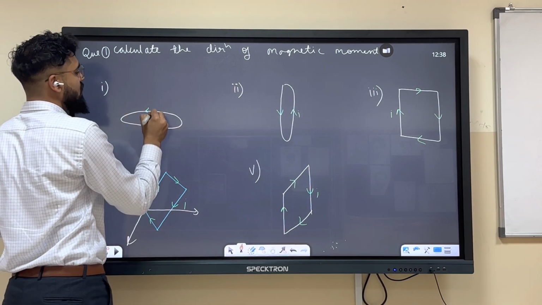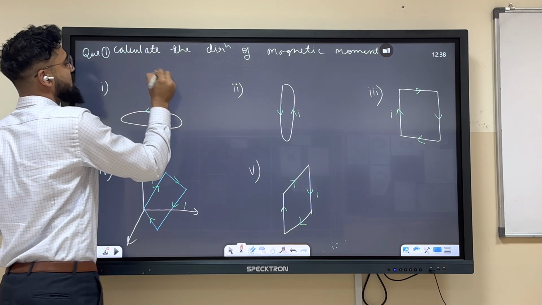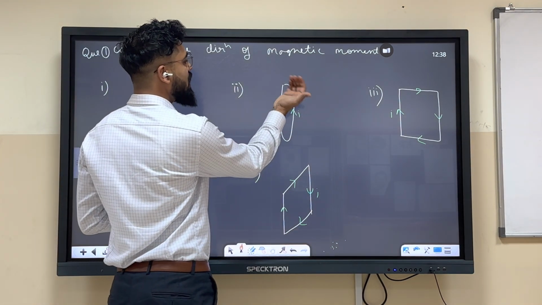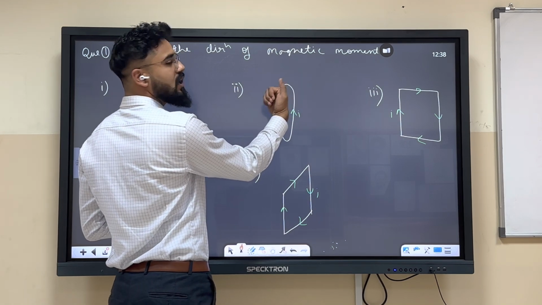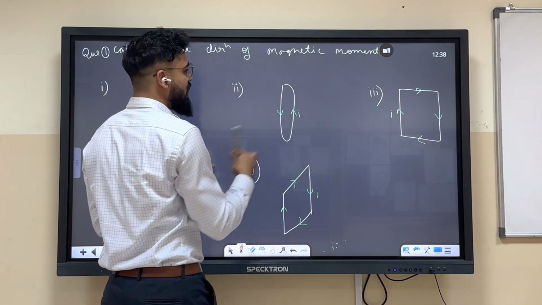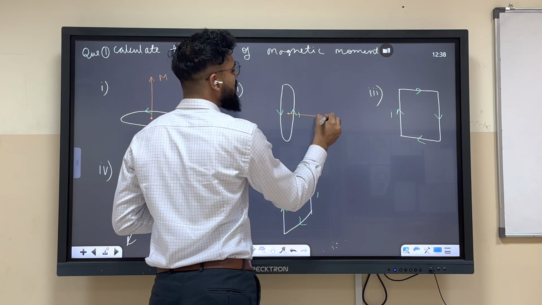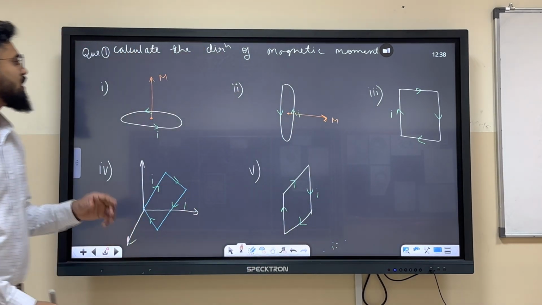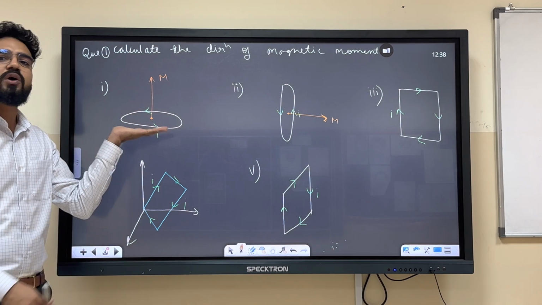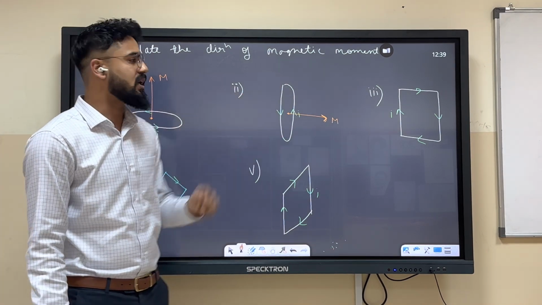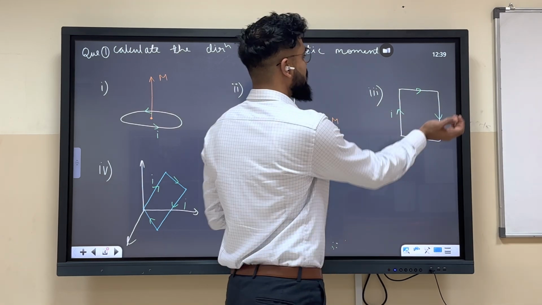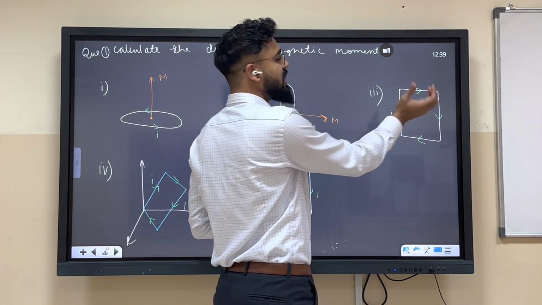So over here, this is the direction. Over here, curl your fingers in the direction of current. Thumb will show us the direction of magnetic moment. So you can say that yes, this will be the direction. The coil over here is placed in horizontal plane. Over here, it is placed in vertical. Now this one is placed in this direction.